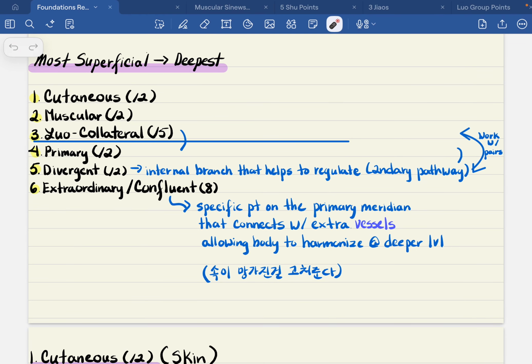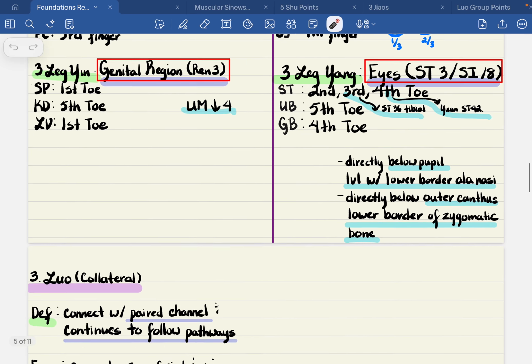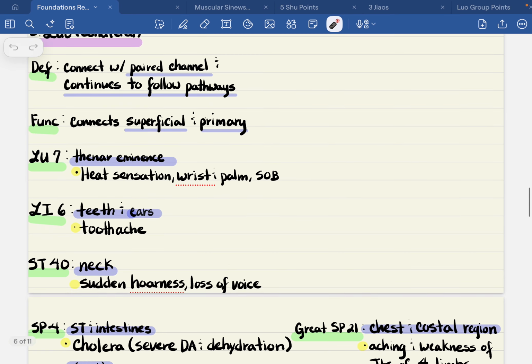We're going to go over the Luo points today. So we're going to talk about the characteristics of the Luo point.